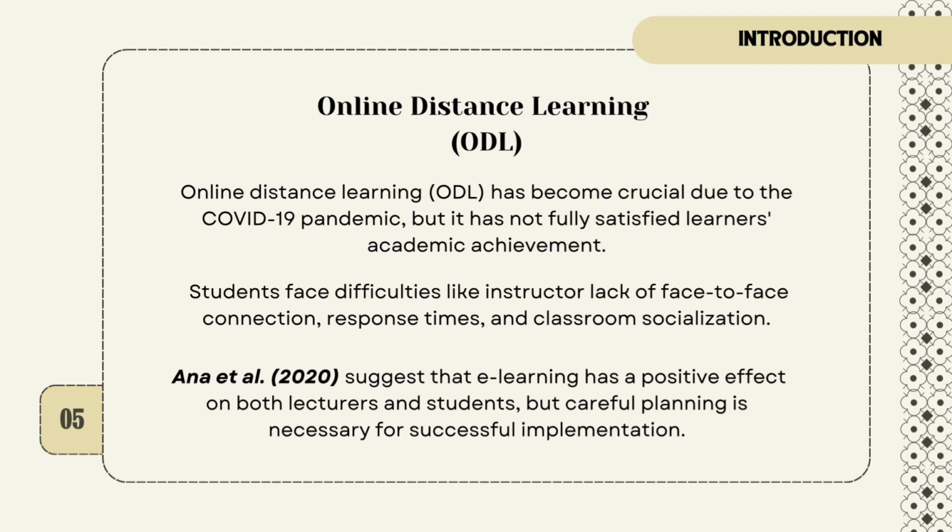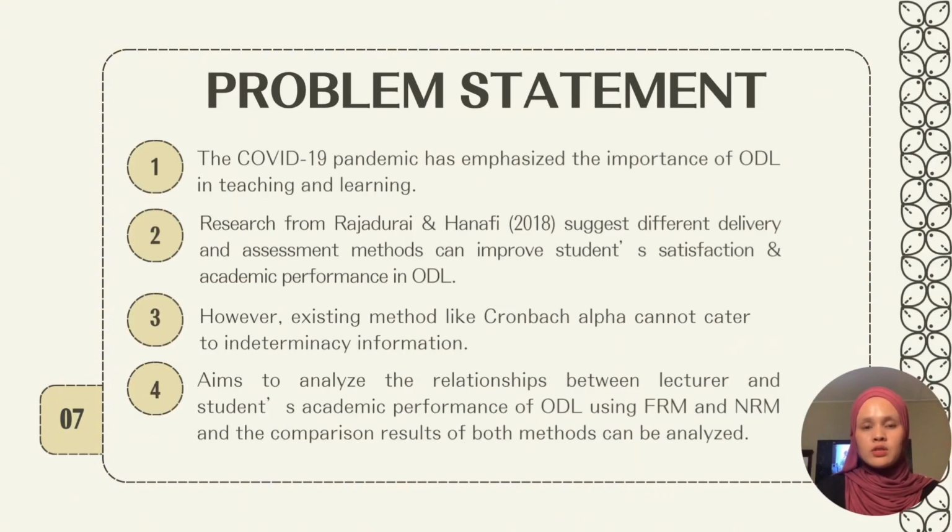Online distance learning, ODL, has become crucial due to the COVID-19 pandemic, but it has not fully satisfied learners' academic achievement. The problem statement for this project is that the COVID-19 pandemic has emphasized the importance of online distance learning in teaching and learning for lecturers and students as well. It is because all of us need to learn how to use technology in the aspect of learning. Research from Raja Durai and Hanafi 2018 suggests different delivery and assessment methods can improve student satisfaction and academic performance in ODL. However, existing methods like Cronbach's alpha cannot cater to indeterminacy information.